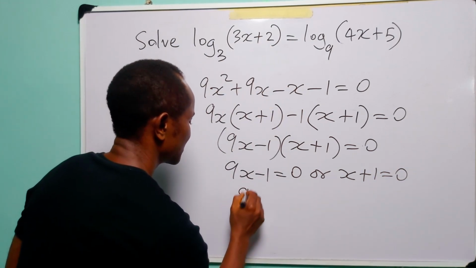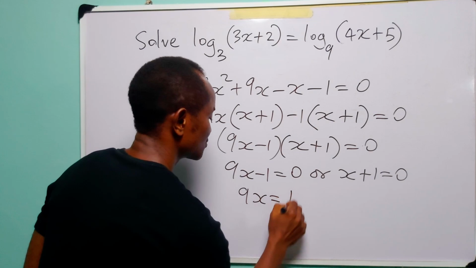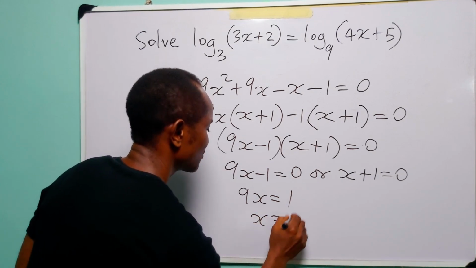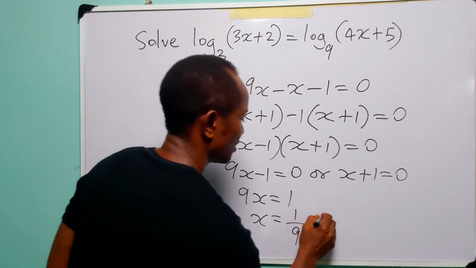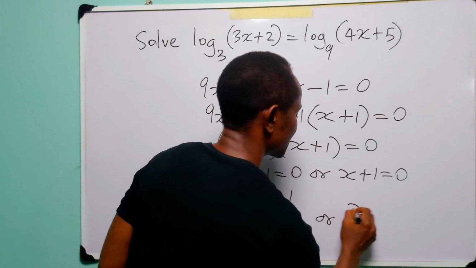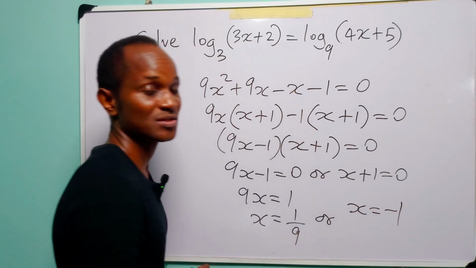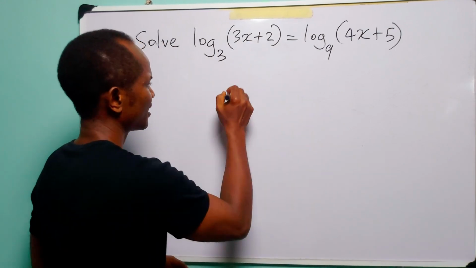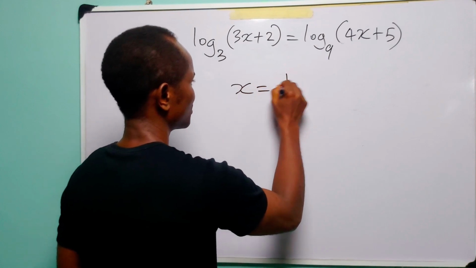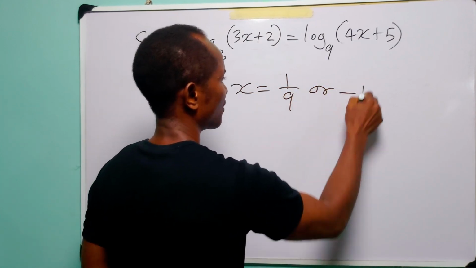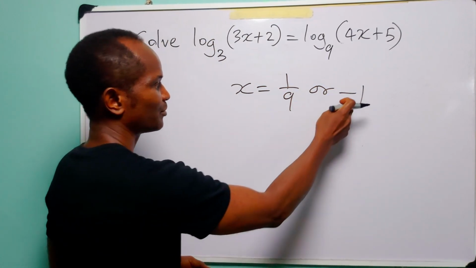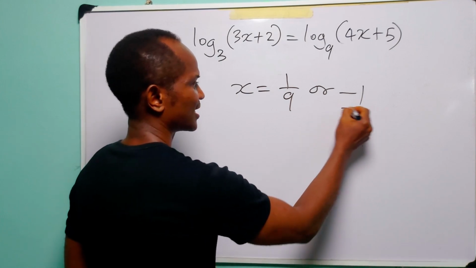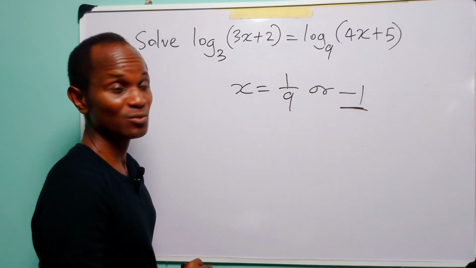From here, we have that 9x is equal to 1 and x is equal to 1 over 9. Or from here, we have that x is equal to minus 1. So we have that x is equal to 1 over 9 or minus 1. Now, because of the negative sign, let us check this answer to make sure that it works.